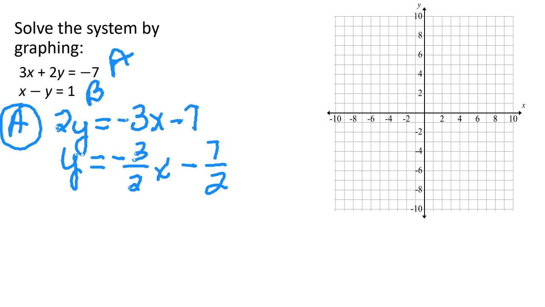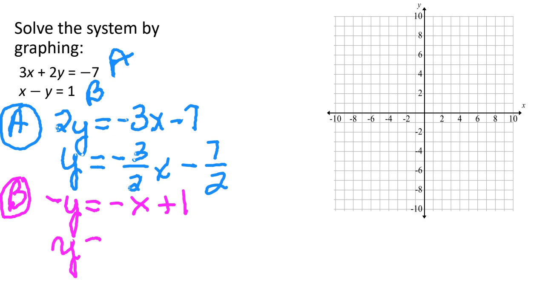Now, take your B equation. Now this is negative y is equal to negative x plus 1. Divide by negative 1. This is my equation.